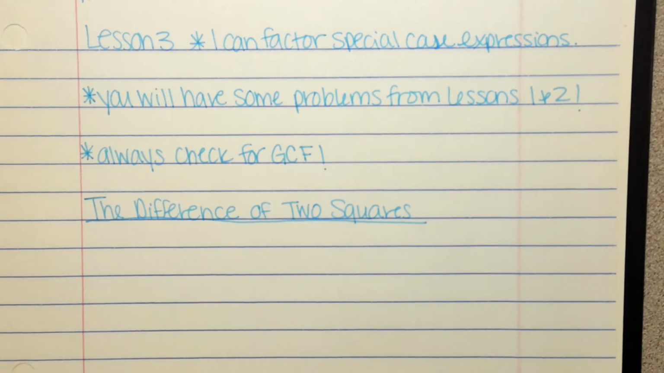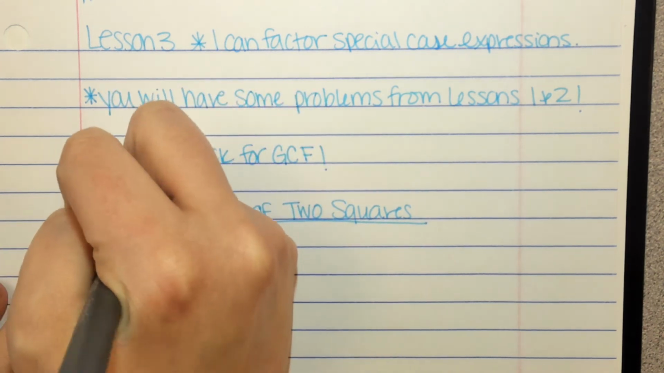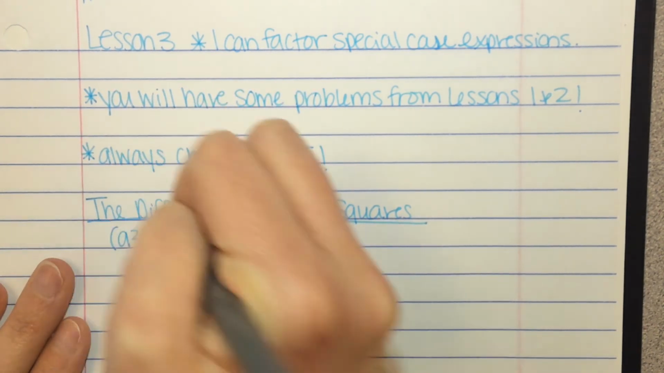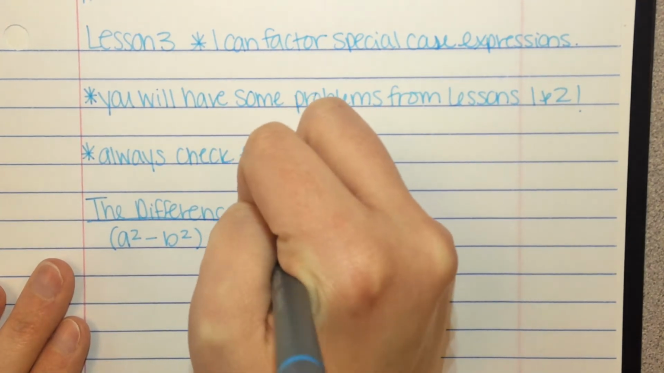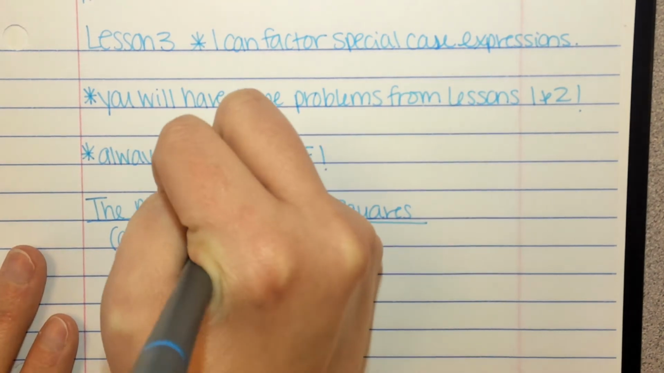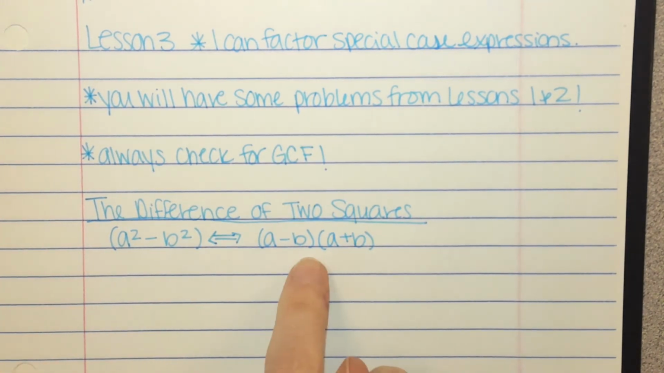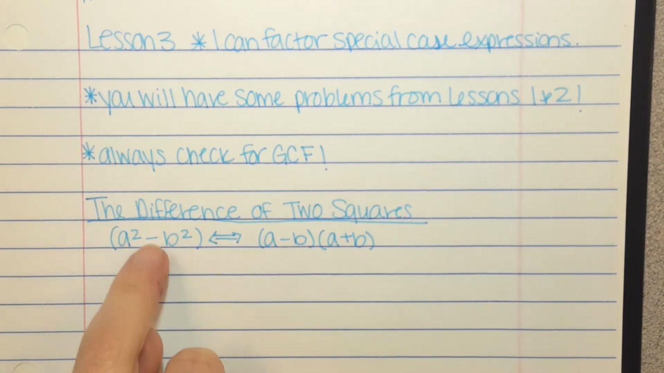First, we're going to look at the difference of two squares. And so that says if you have the quantity a squared minus b squared, you can factor that into a minus b times a plus b. And that goes the other way too. If you have a binomial like this, or two binomials like this that you're multiplying, you can go straight to this answer. It's like a shortcut.